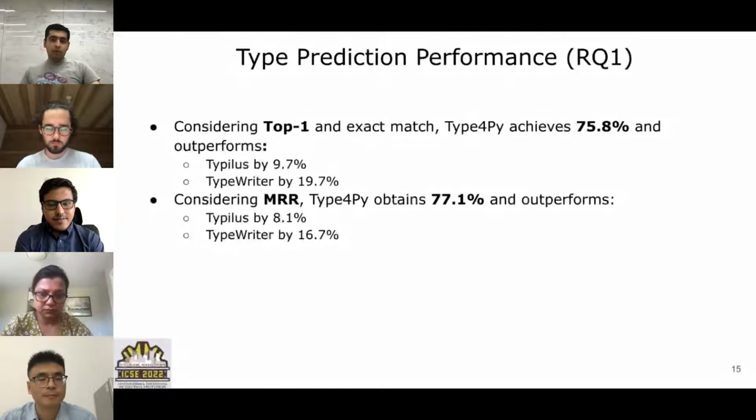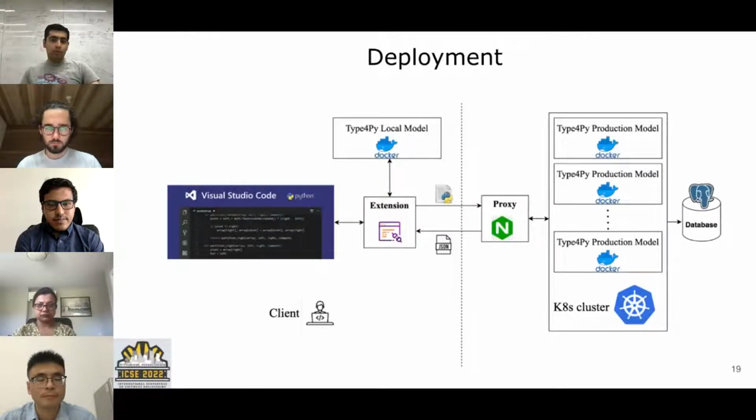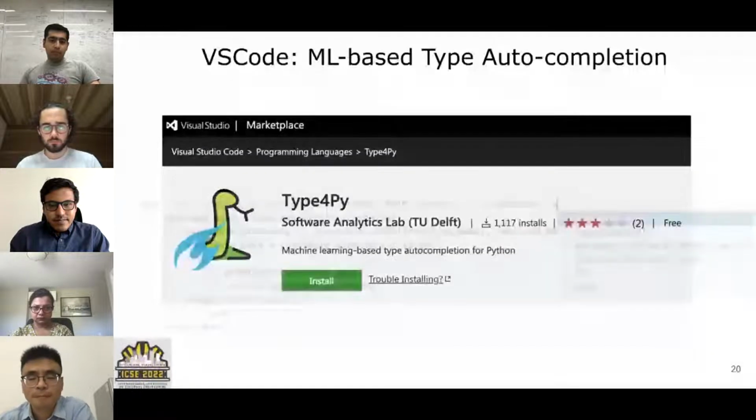And I would like to also talk about our deployment in practice. We have a Visual Studio Code extension that works on developer machines. We also have production models on our Kubernetes clusters. And we also provide a local model for developers for privacy reasons. As I said, we have a Visual Studio Code extension that, as of now, has more than 1,100 installations. And this is one example of ML-based type auto-completion in the VS Code environment. It gives developers a list of suggestions for type predictions.